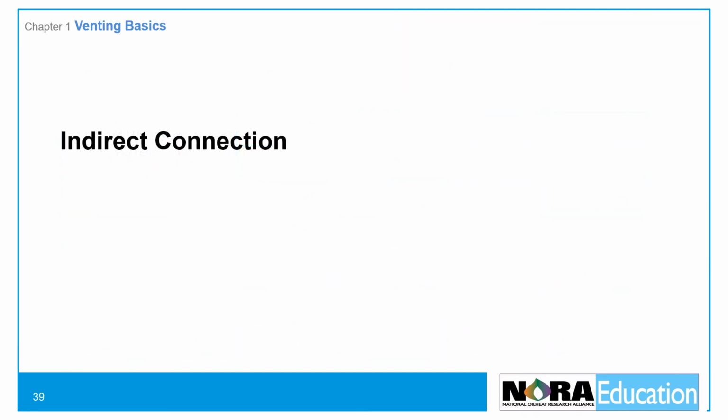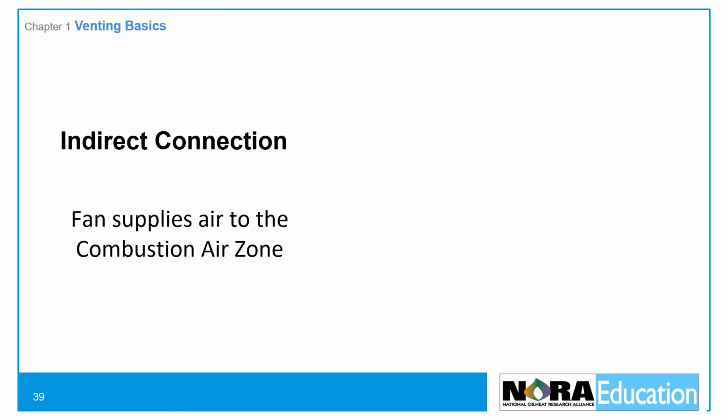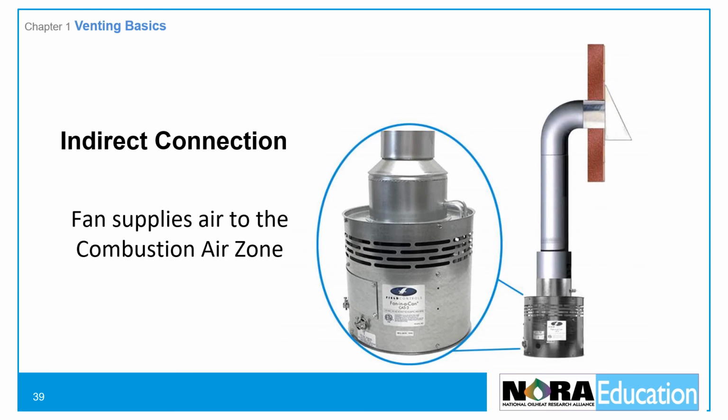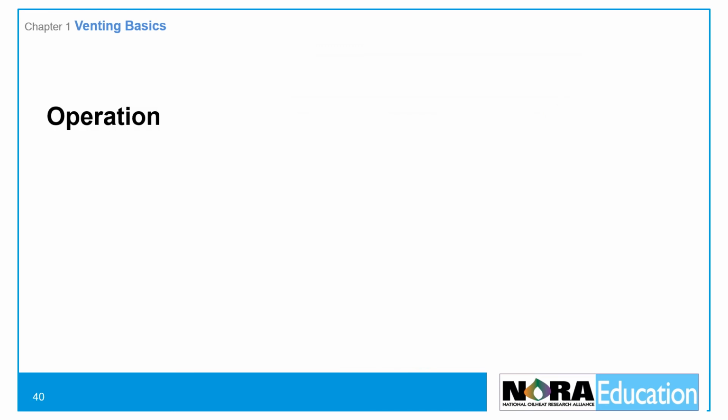An indirect connection supplies air to the combustion zone by using a mechanical fan located near the appliance, such as the fan in a can pictured here. The fan must be electrically interlocked to the appliance with a proving circuit to provide air anytime the burner runs. A device such as a fan in a can operates as follows.